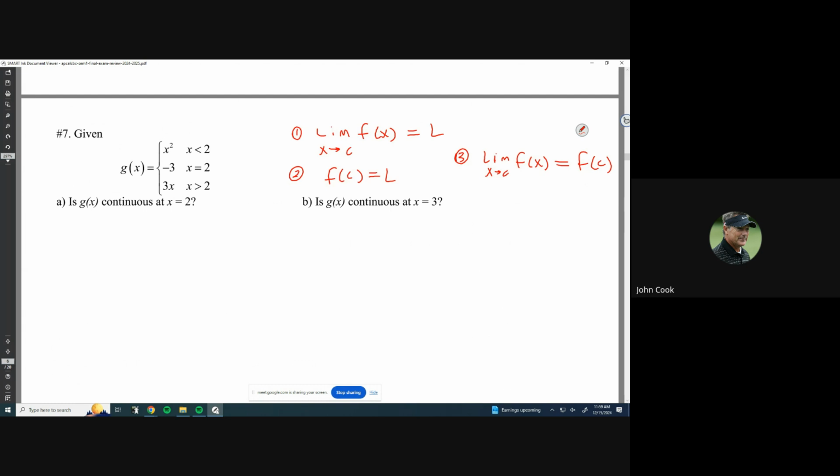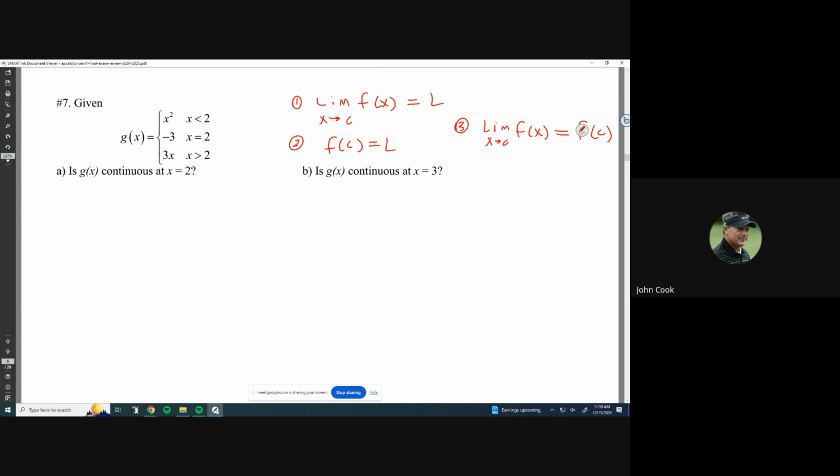Okay, so if we have a piecewise function, it's really easy to tell if it's continuous or not with these 3 things if you just graph it out. So that's what I would do. I'd graph out this piecewise function. So let's see here. It looks like the only point that is really in contention is at x equals 2.